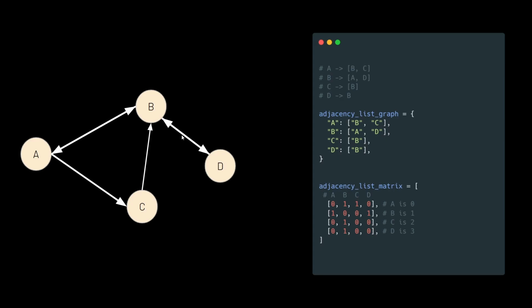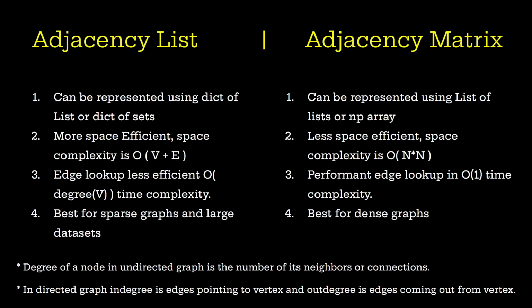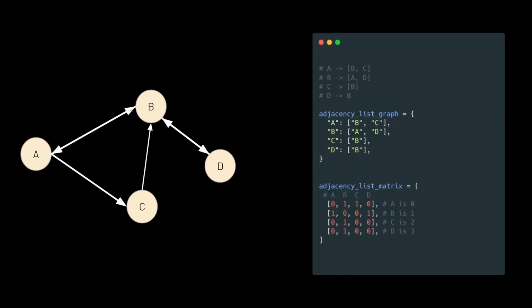The degree of d will be 1 because it is connected only to one node, right? But it is a directed graph. The direction has a meaning. So in a directed graph, there are two things. There is one thing which is called in degree, and there is another thing which is called out degree. In degree is the total number of edges that are coming towards the node.